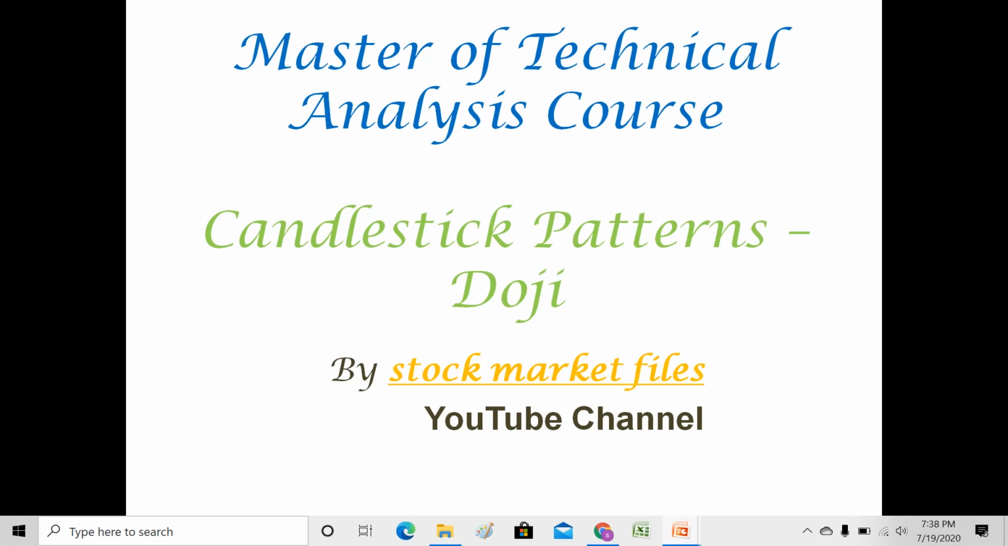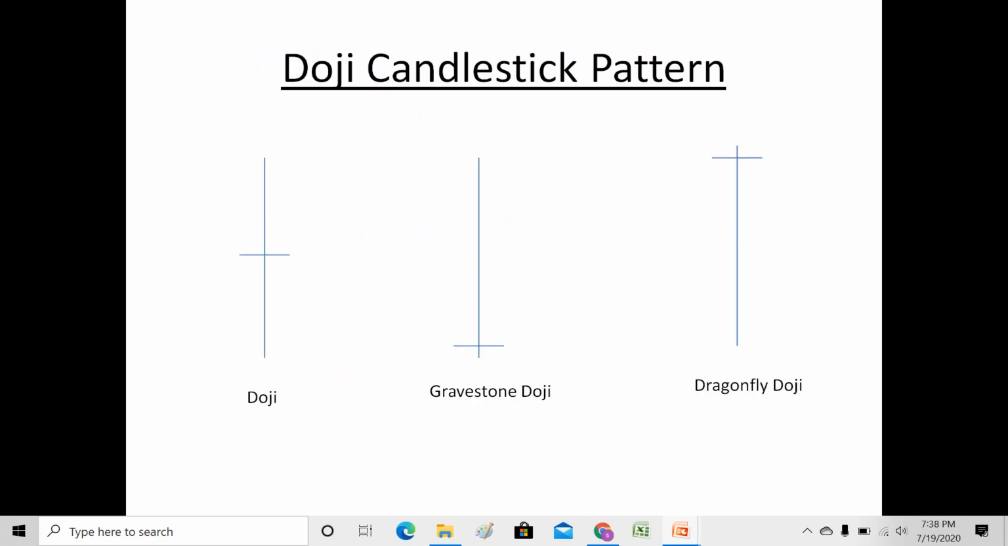Today we will discuss the Doji candlestick pattern. So the Doji candlestick pattern looks like this. If you look at all these types of dojis, they have no body at all. The body is very small compared to the range or wick of the doji. So the price closes where it opened.